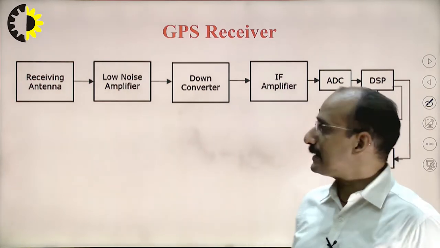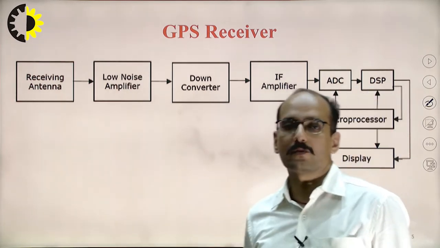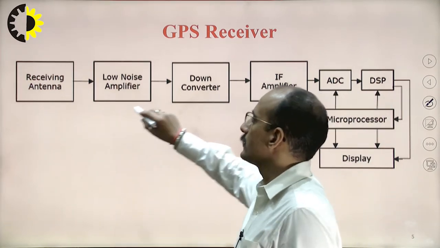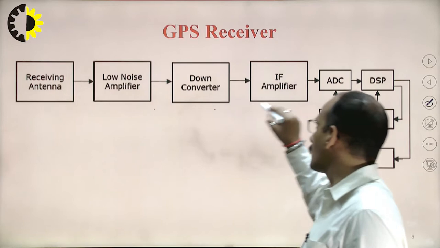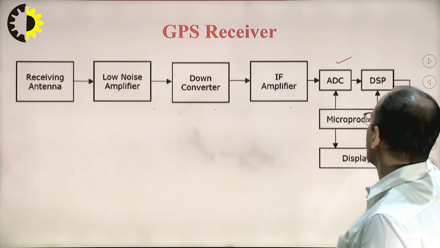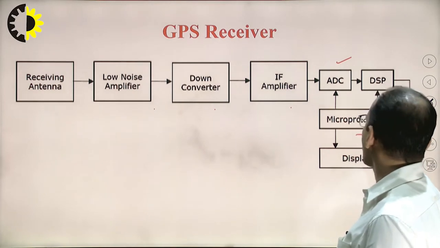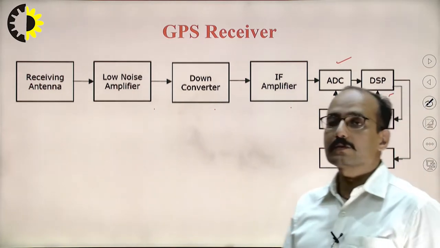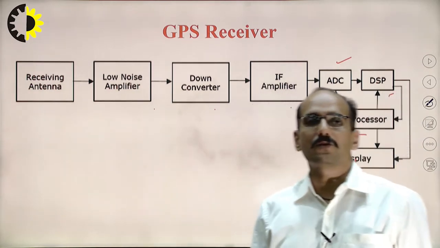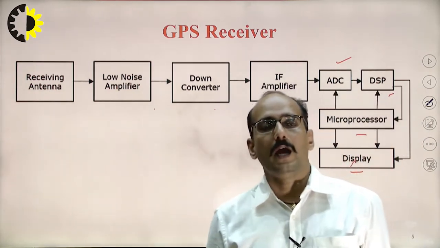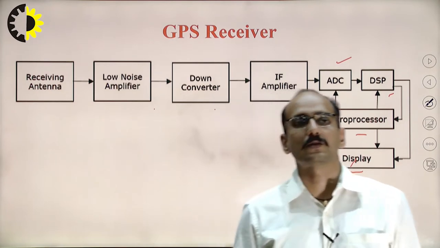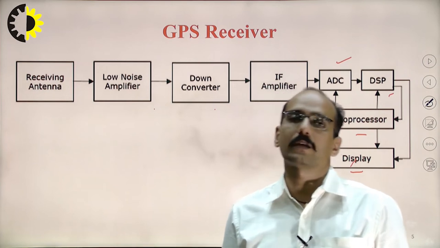So the GPS receiver construction has to be understood, and that construction basically has the receiving antenna, then low noise amplifier, down converter, intermediate frequency amplifier, analog to digital converter, digital signal processor, and then microprocessor and the display. So basically how is it going to work? The receiving antenna works in the receiving mode, and it only gets the messages from the GPS. It is not sending back any other information.